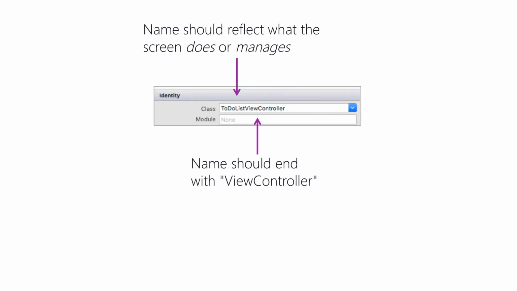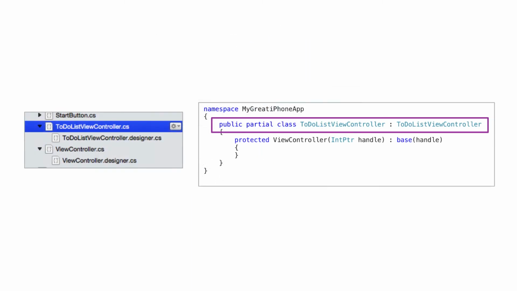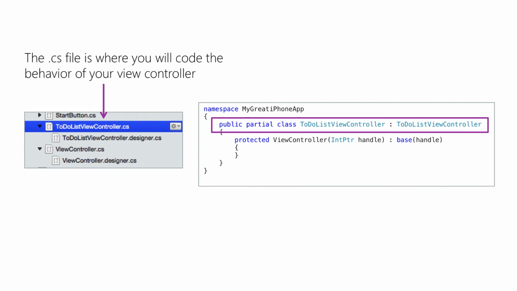Naming your view controller is no different. It's very common to end the view controller's class name with view controller. When you assign a class name to a view controller using the Xamarin.iOS designer, the class will be declared as a partial class and split across 2 files, a .cs and a designer.cs. All of your behavior will be coded in the .cs file. The designer creates the designer.cs file to store things defined in the storyboard designer.